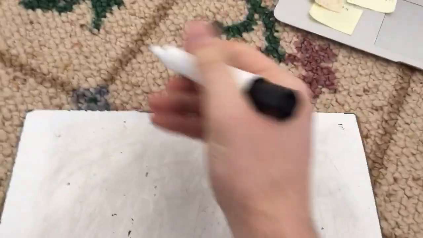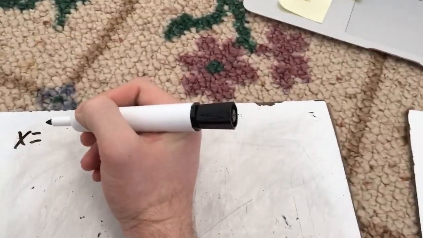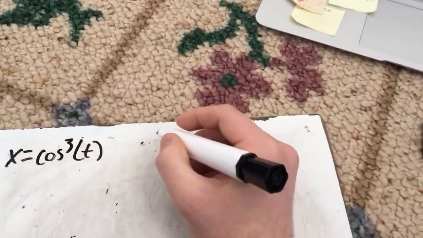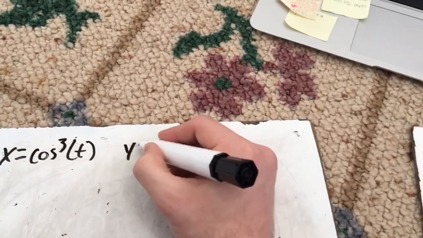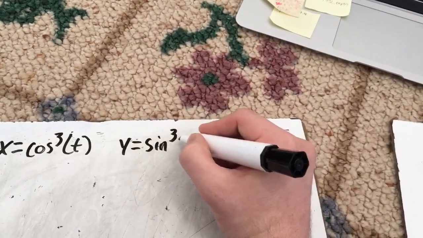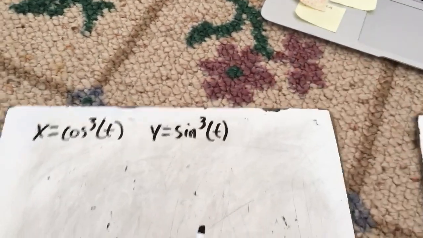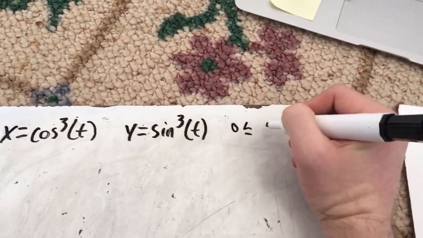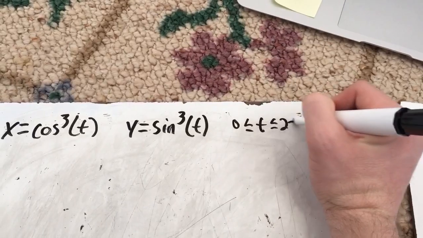We have x is equal to cosine cubed of t, and y equals sine cubed of t, where 0 is less than or equal to t is less than or equal to 2 pi.